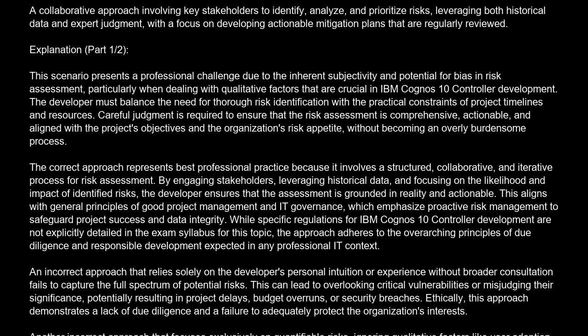An incorrect approach that relies solely on the developer's personal intuition or experience without broader consultation fails to capture the full spectrum of potential risks. This can lead to overlooking critical vulnerabilities or misjudging their significance, potentially resulting in project delays, budget overruns, or security breaches. Ethically, this approach demonstrates a lack of due diligence and a failure to adequately protect the organization's interests.